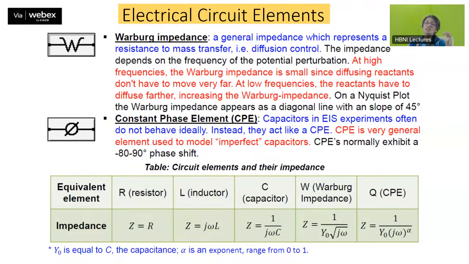So now in this case, you will find a lot of contribution from the Warburg impedance. On a Nyquist plot, the Warburg impedance generally appears as a diagonal line with a slope of 45 degrees. I'll show that plot. I'm coming into the next slide.